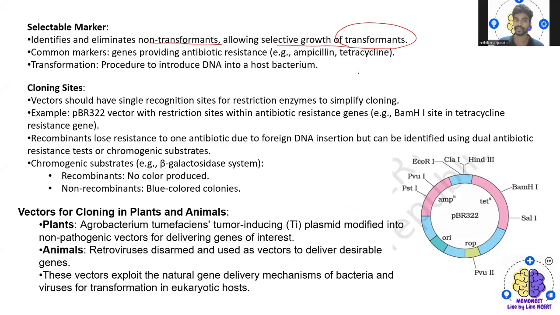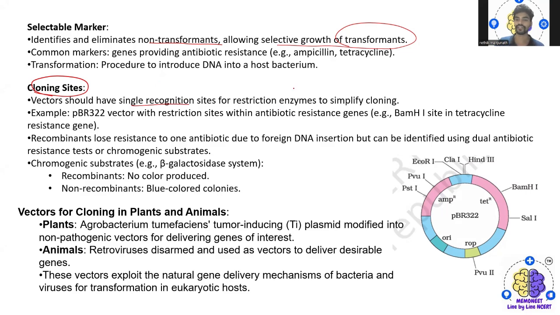Coming to transformation, it actually introduces the DNA into the host bacterium. Then we have the cloning site. The vector should have a single recognition site for restriction enzymes to simply clone the DNA.